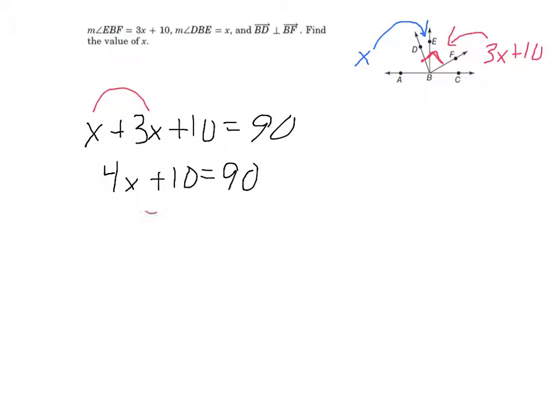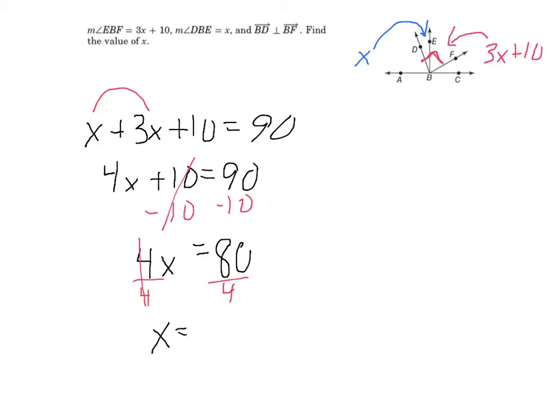Subtract 10 on both sides. 10 goes away on the left, leaving you with just 4x equals, and then 90 minus 10 is 80. My last step is to divide by 4, eliminating the 4 in front of the x. X equals 20. And I'm looking for x, so that's my answer.